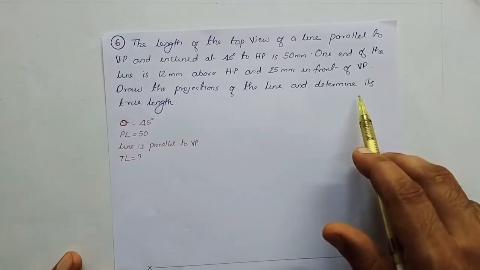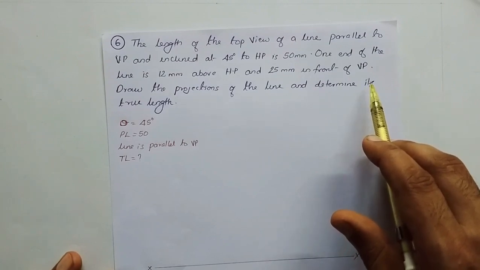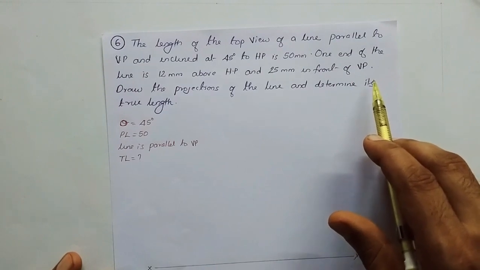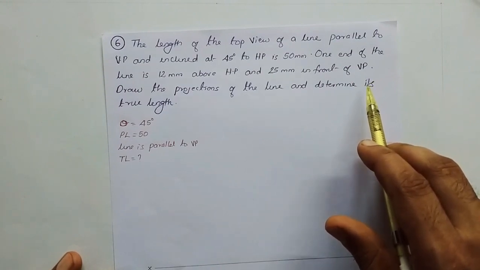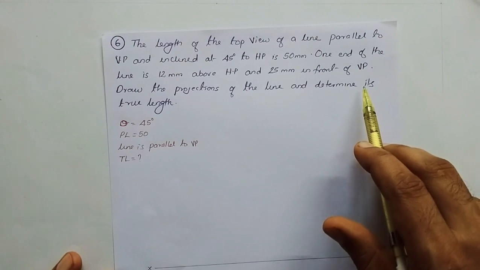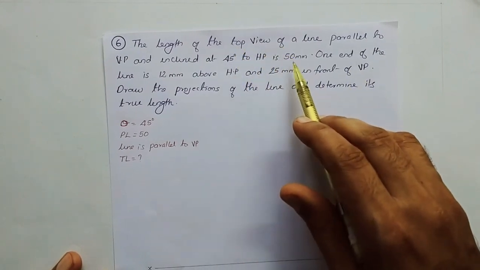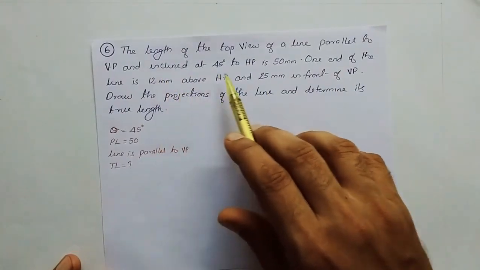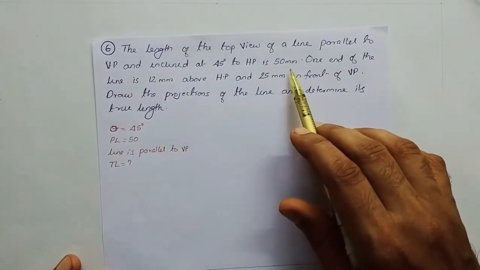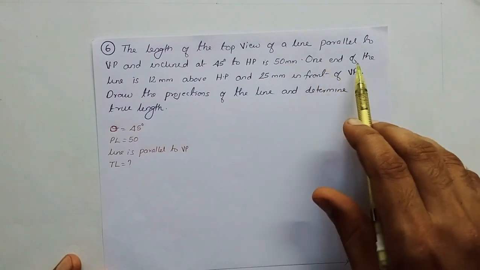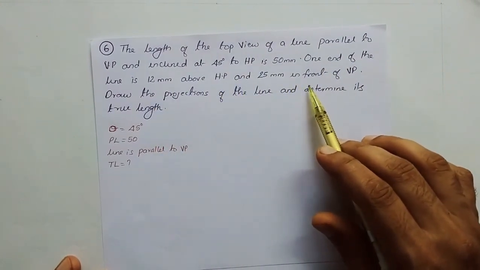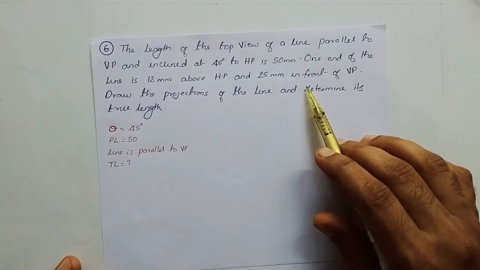Okay, so in this case, it is mentioned about the line. The name of the line is not given, so let us take the name of the line as line AB. The length of the corresponding top view is mentioned as 50 mm. The line is parallel to VP and inclined 45 degree to the horizontal plane. And one end of the line is 12 mm above HP and 25 mm in front of VP. So let us take this particular end as end A.